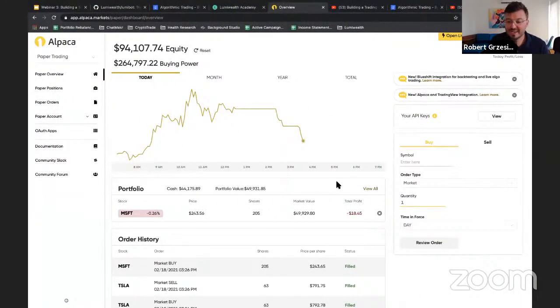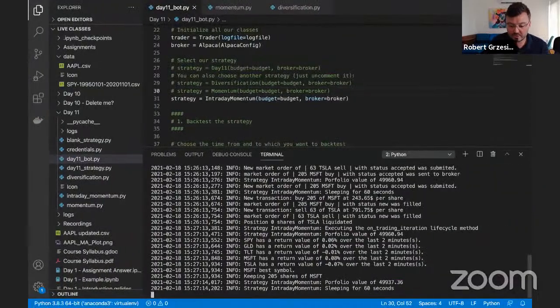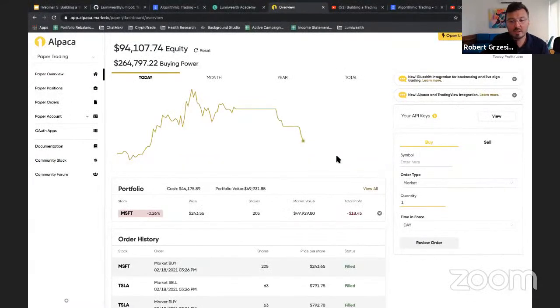Cool. So yeah, it's fun watching this. Basically it will keep doing this the whole day long. It's still keeping Microsoft because Microsoft is still the best one. But if we watch this, you'll see throughout the day, it basically just buys and sells different stocks depending on which one's performing the best.